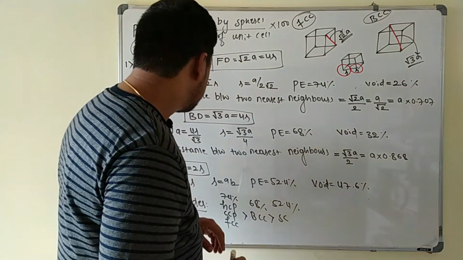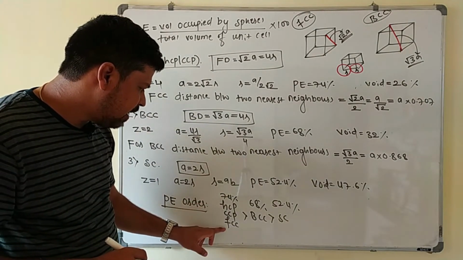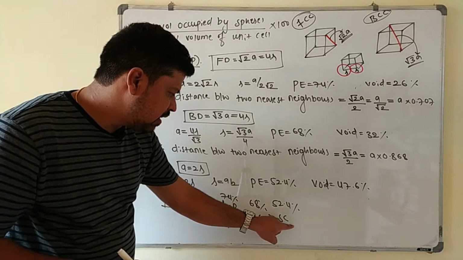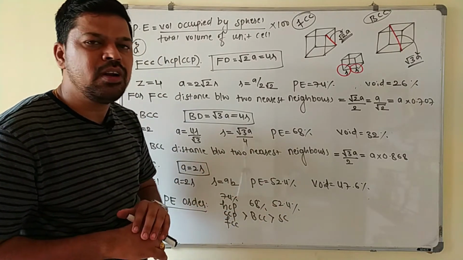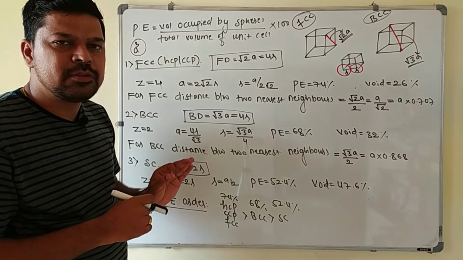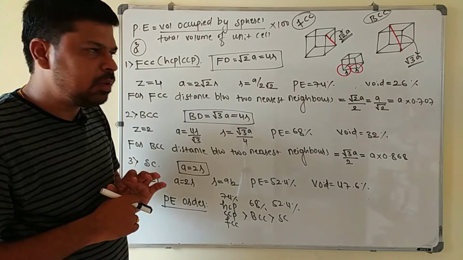So the packing efficiency is maximum in case of HCP, CCP or FCC you can take, because it is 74, and then comes BCC 68%, then simple cube, that is 52.4%. These are the very important formulas from the entrance point of view. You have to remember all these formulas. Based on this only we are going to solve the problems.